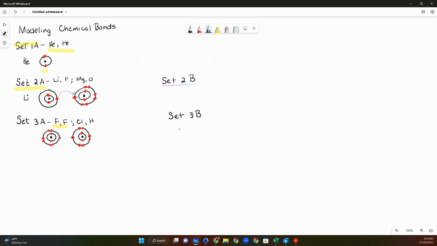Now, in set 3B, you need to show the formation of covalent bonds, which is the sharing of electrons. So right here, I have 2 fluorine atoms. So when you draw those two, you need to put them next to each other. So they are going to share this pair of electrons right here that you see. So they form a covalent bond. Okay. So that's how you do the first part of this activity by creating those models.